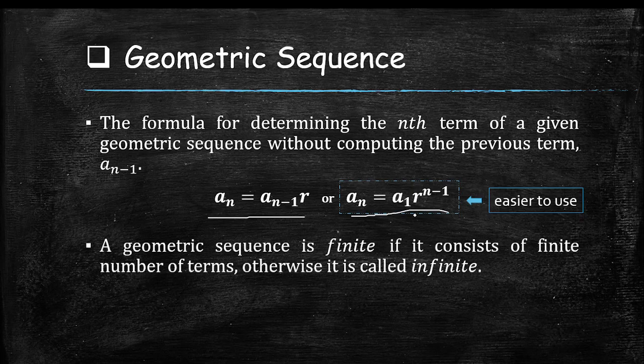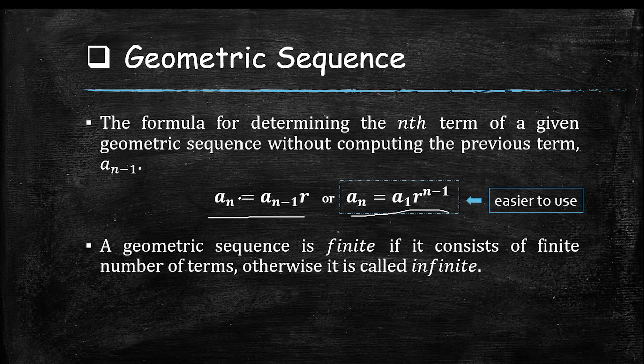Another statement: a geometric sequence is finite if it consists of a finite number of terms. When we say finite number of terms, class, an example is the geometric sequence 1, 2, 4, 8. That is an example of a finite sequence, because it has a limit. But if we have 1, 2, 4, 8, then comma, then ellipsis, and so on and so forth, it means it is an infinite sequence.